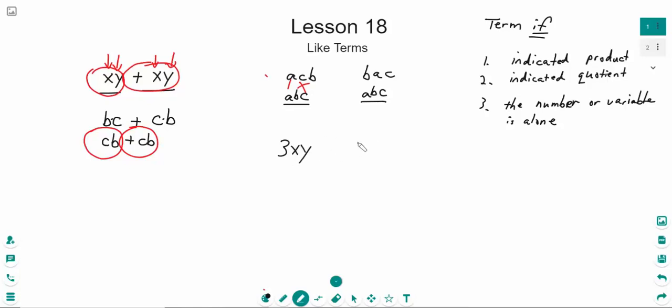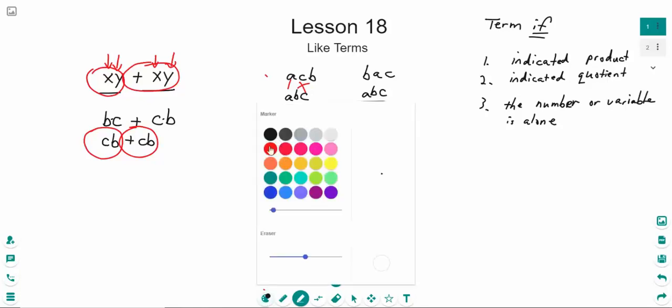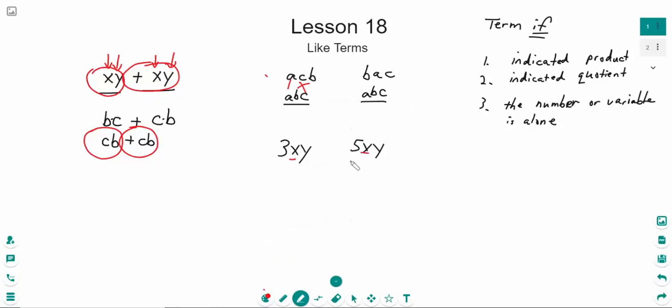And I'll say 5xy. So the next question is, are these two like terms? Well, we might look at it and go, okay, let's see what we've got. We've got variables here. We've got an x and we have an x. We have a y, we have a y. They're being multiplied by each other in both. So it would appear that the x and y's match, but the 5 and the 3 do not match.